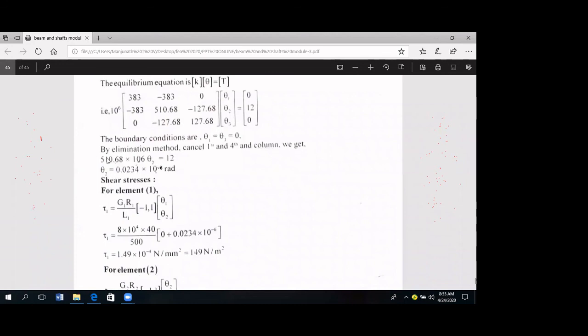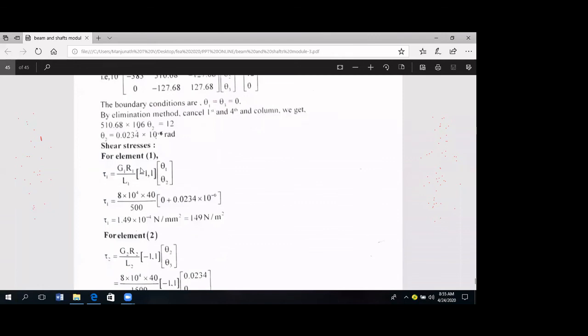Then we need to calculate the shear stress for the first element. The general shear stress formula we are going to use: tau 1 is equal to G1 R1 divided by L1 times minus 1, 1, times theta 1, theta 2. So substitute the value of G, and the outer radius R. The outer diameter is given as 80 mm, so consider radius 40 mm, and the length 500 millimeter. Substituting and simplifying these values, you get tau 1 equal to 1.49 into 10 to the power of minus 4 Newton per millimeter squared. Theta 1 is 0, so only this term and this term are multiplied.